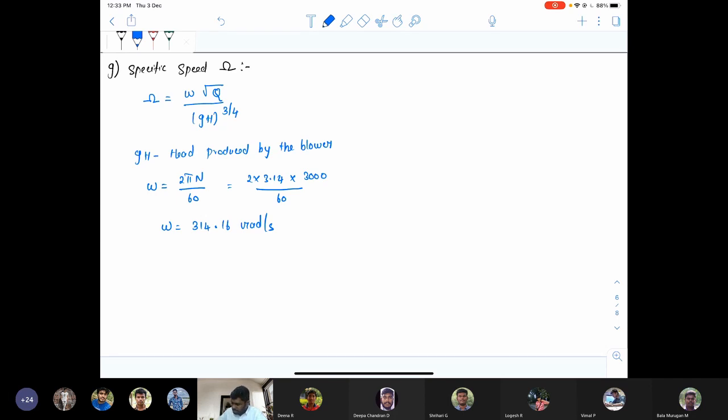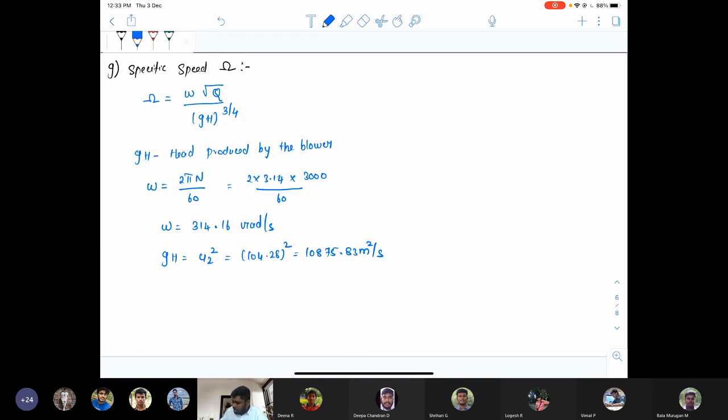Now this value of GH, that is the head produced by the blower, will be equal to the square of the peripheral velocity at the outlet. Therefore, GH is equal to U2 square, which is equal to 104.28 whole square, and on calculation you will be getting 10875.83 meter square per second square.